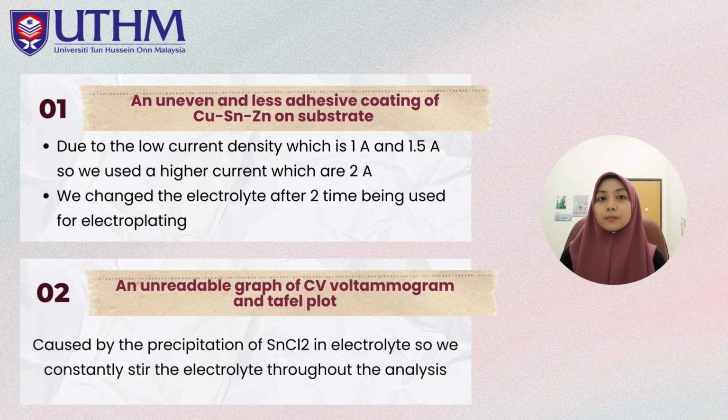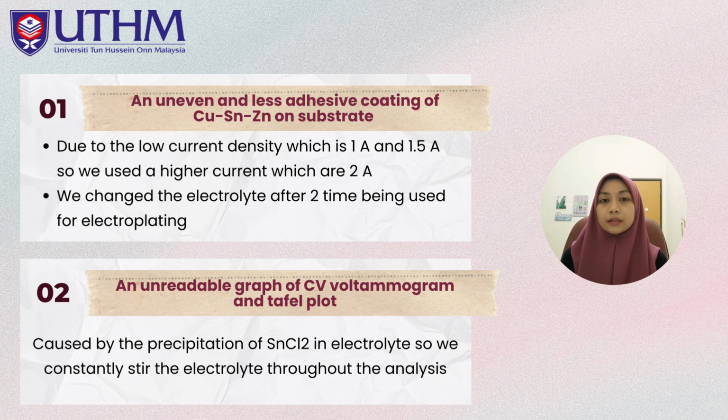Now, I'm going to share the potential application of this project. The first problem that we have faced is an uneven and less adhesive coating of copper-tin-zinc on the substrate. This might happen due to the low current density applied. We found that 2 ampere produced the most adhesive coating. On the other hand, we changed the electrolyte after being used twice for electroplating because the composition of copper-tin-zinc in the electrolyte might decrease after multiple uses.